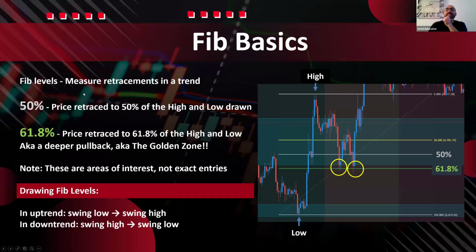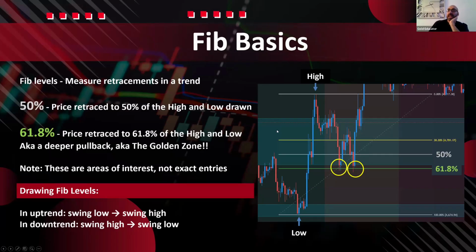So what it basically does is it measures retracements in a trend. What that means is that when a market is going up or going down, it doesn't just move in a straight line. It tends to move up and down, gives a higher high, a higher low, and keeps going zigzag. That's why we use the zigzag indicator.